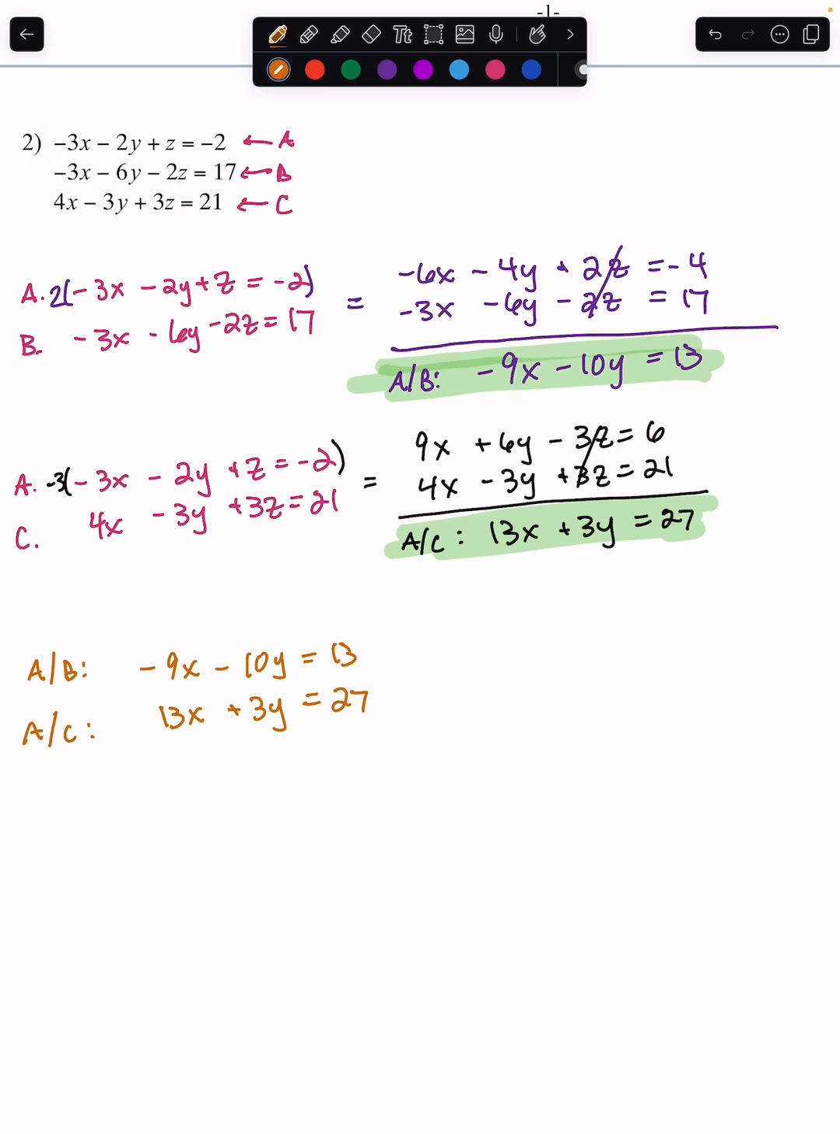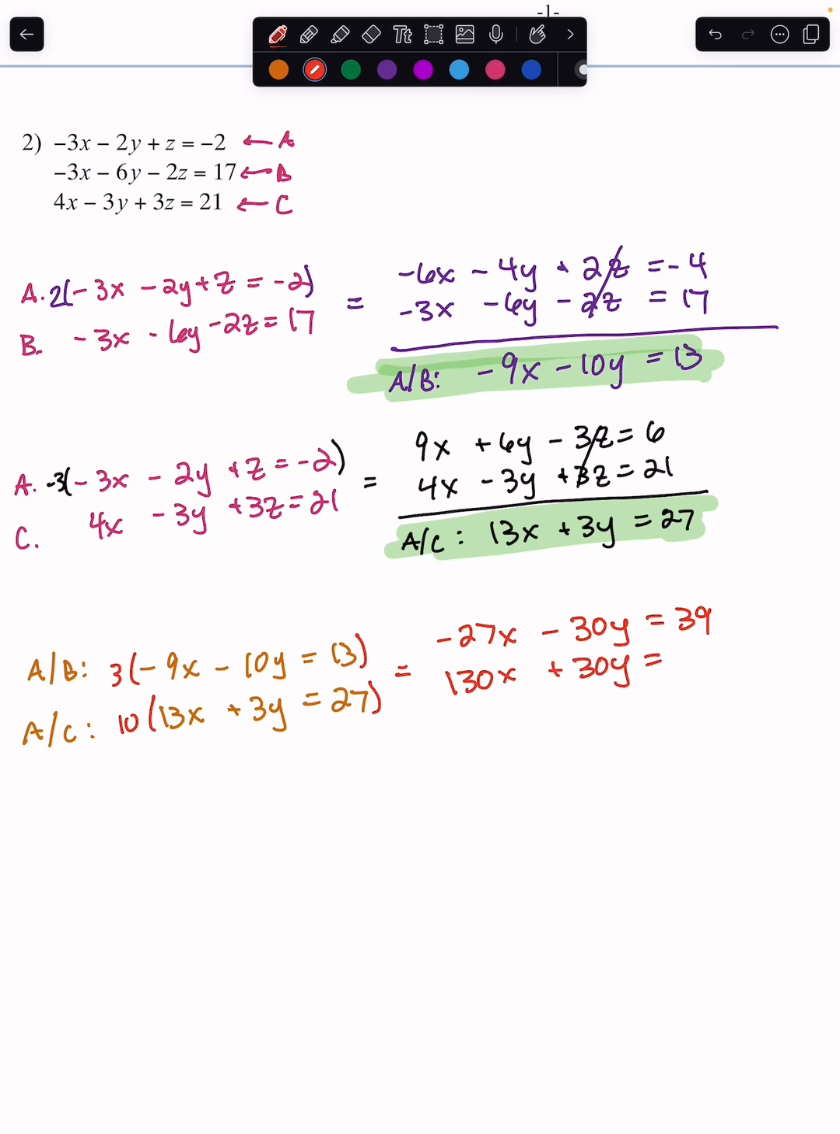So let's go ahead and do this, which means I need to multiply this top line by 3 and this bottom line by 10. 3 times negative 9 is negative 27x. You get minus 30y equals 39. And then you're going to multiply, you're going to get 130x plus 30y equals 270.